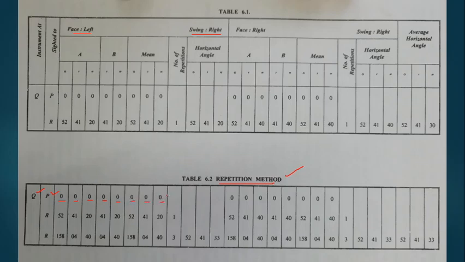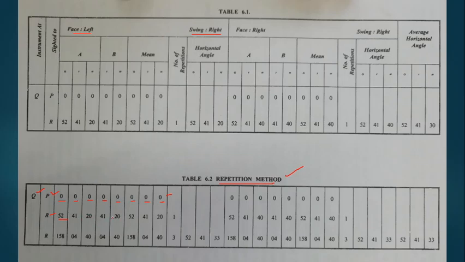Like this we will get. And similarly when you complete the first rotation, 52 degrees 40 minutes is the main scale reading, and 1 minute 20 seconds is the vernier scale reading, and when you add these two you will get 52 degrees 41 minutes and 20 seconds.